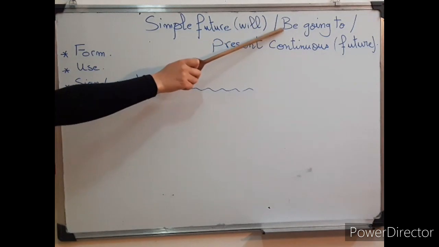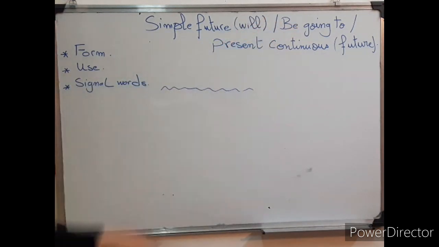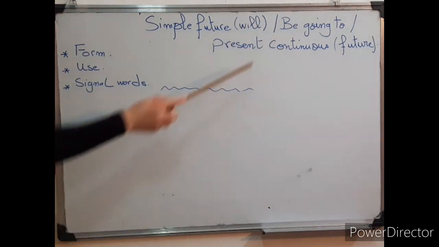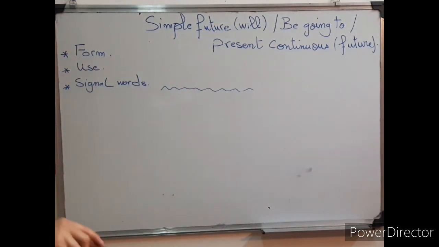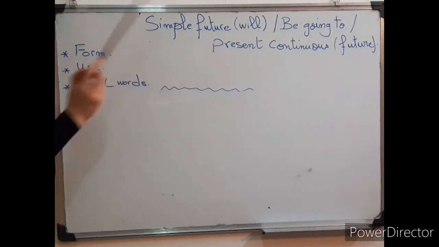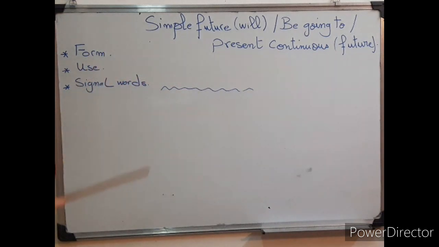Okay, it's a modal verb. Will and be going to are modals. Okay, so be going to as a modal verb to express future. And also present continuous. Okay, we have already dealt with a lesson of present continuous, but here now to express future. Okay, so three ways to express future.